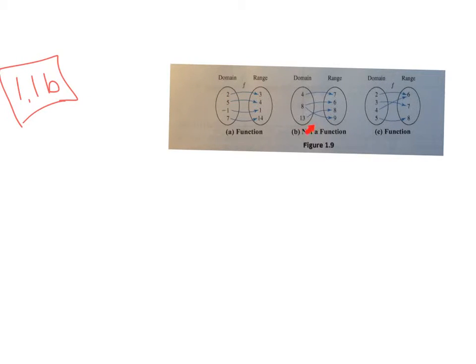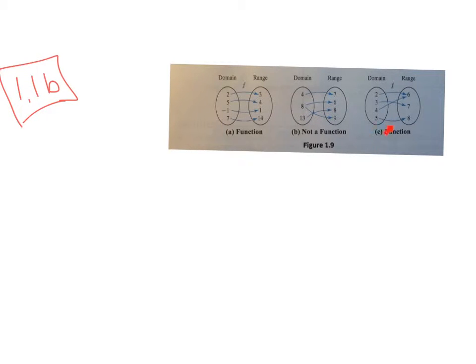Okay, now let's look at this one. This says not a function. The 4 goes to one value, 7, but look what happens here at the 8. The 8 maps onto both a 6 and a 9. So that's what makes this not a function, is this 8 has 2 lines drawn from it. The 13 is only to 1.